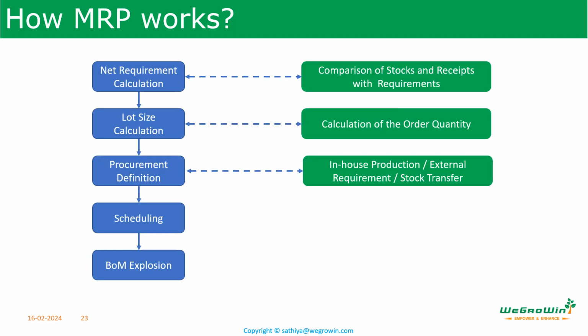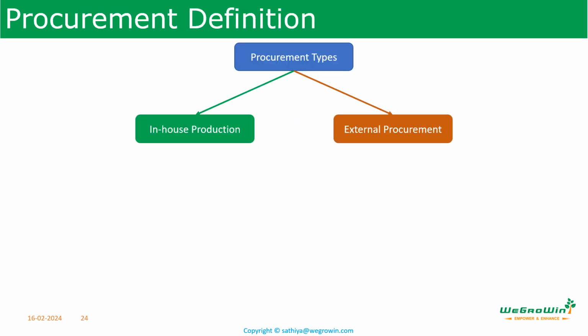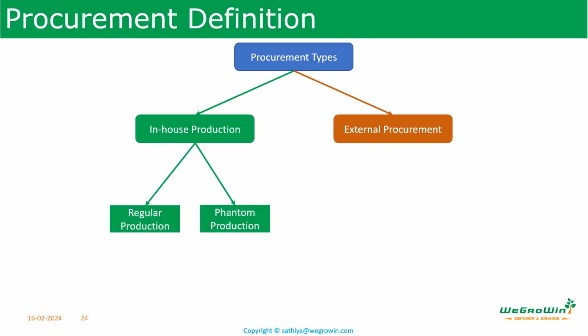After arriving at these order quantities based on the lot size and other things, we have to define the procurement. I mean, where should we get the material? The procurement may be in-house production or it may be external. These are two options: we either produce inside or we get from outside. If it is in-house production, we may have regular production or it may be phantom production. What is phantom production? Please refer to our material master discussions. We explained it with an example there.